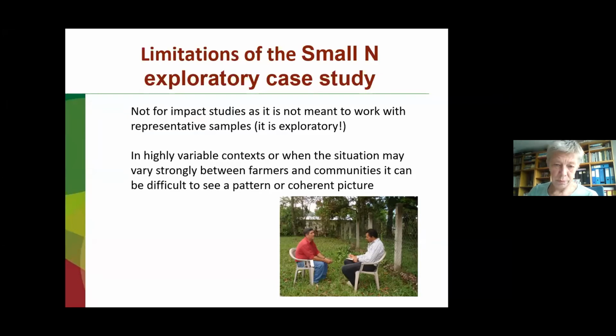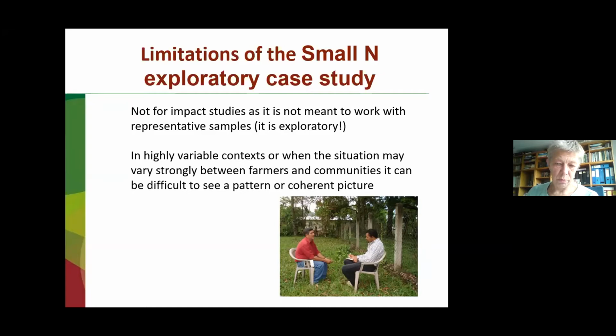There's another limitation to these small N exploratory case studies, and we have experienced that ourselves: in a very highly variable context, or when situations vary strongly between farmers and communities, it can be difficult to see a pattern or a coherent picture. We had that with our cassava studies in Nigeria. We had not expected that everybody was selling and buying stems throughout the season, and we did not arrive at seeing a pattern.